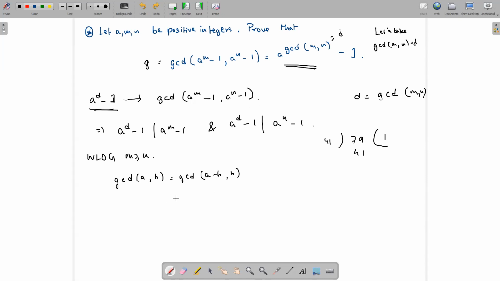But let's go with one step here, right? I took G as the GCD. So G is the GCD of a to the power of m minus 1 and a to the power of n minus 1, subtracting a to the power of n plus 1, minus a to the power of n minus 1. And we took m greater than or equal to n, like the other case is symmetric, right?